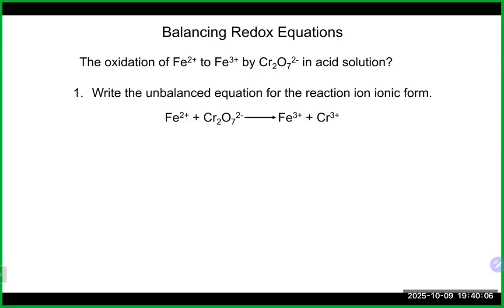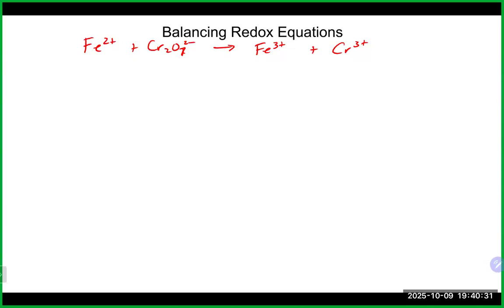So I'm going to give myself some extra room here. I think I'll recopy it up here. So we have iron with a +2. We have a little dichromate here. And we're going to iron 3 and chromium 3. All right, so let's say we have this equation, and like I said there, we want to balance it in acidic conditions first. So we'll just talk about how to do it in acidic conditions.